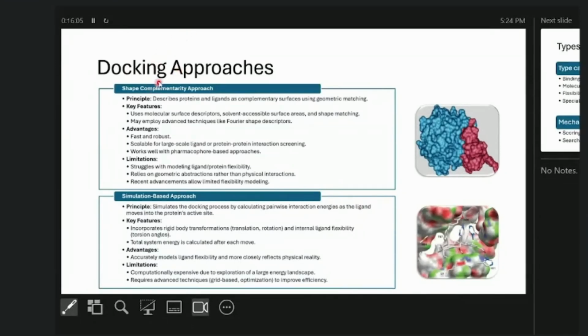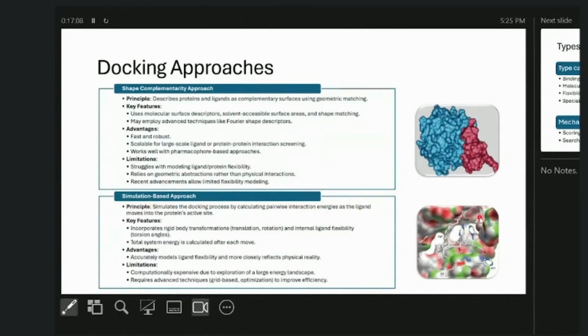So looking at the docking approaches, we have the shape complementarity approach. This approach is basically based on the geometry underlying the interaction. It uses several statistical methods to map the geometry of the ligand to, for example, the receptor, and it looks at the best geometrical overlap between them. So it describes the proteins and ligands as complementary surfaces using geometric matching. Molecular surface descriptors, we look at the surface. We look also at the hydrophobic region, the hydrophilic region, the solvent accessible regions. It's usually fast, but it limits the flexibility of such interactions. Usually real biological interactions are not just a rigid lock and key mechanism that is solely based on a predefined complementarity. So this is one of the issues.